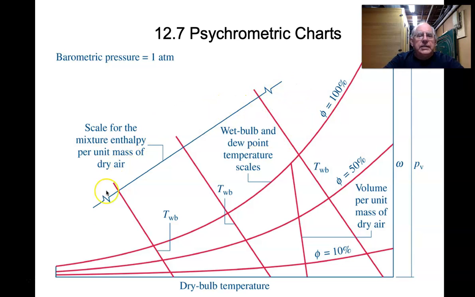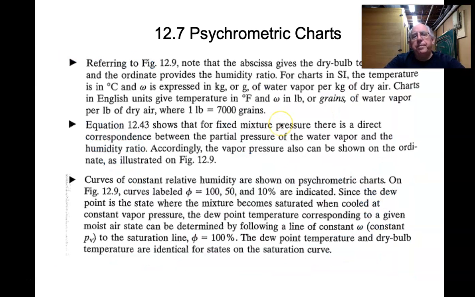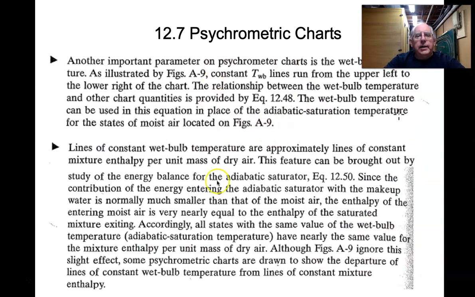And again, you'll see that on a true psychometric chart, and I'll attempt to get one of those in the video to show you. Let's see. So again, these are bullet points from the text describing the psychometric chart.